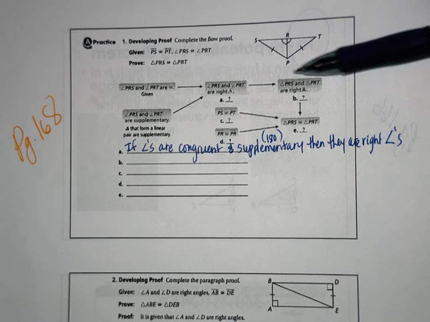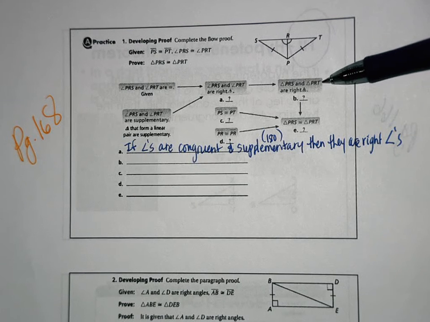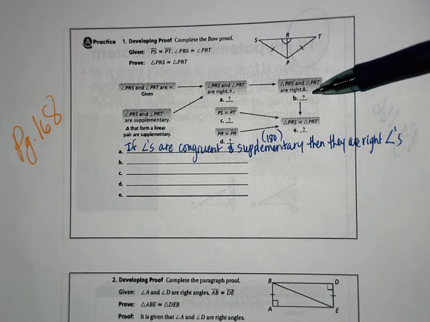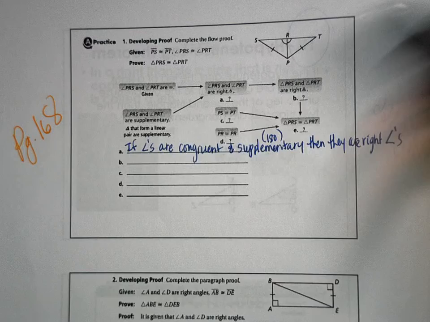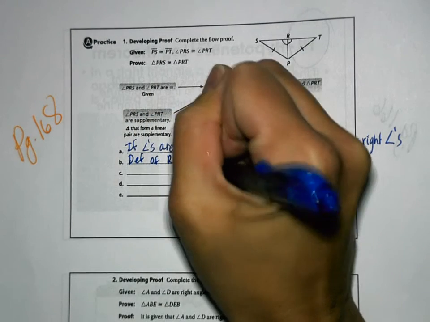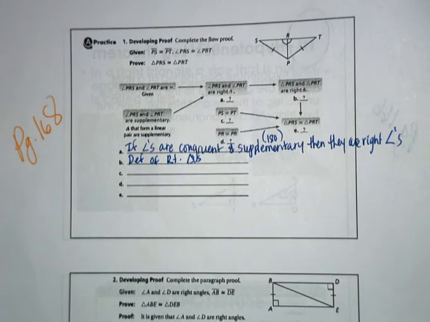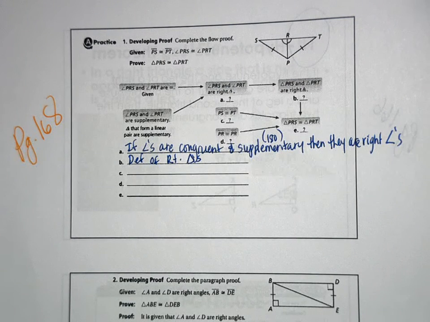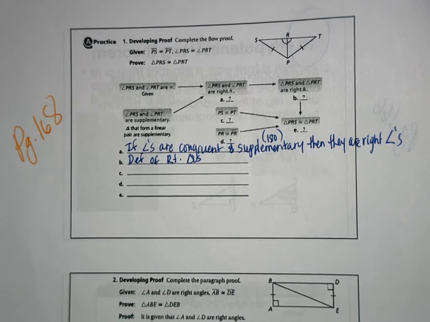Then it says triangle PRS and triangle PRT are right triangles. That is by the definition of a right triangle. The definition of a right triangle is if you have a 90-degree angle, it's a right triangle. Correct? Okay, then it goes on to say angle PRS and angle PRT are supplementary. Interesting, they just wrote the same thing that we wrote in A.